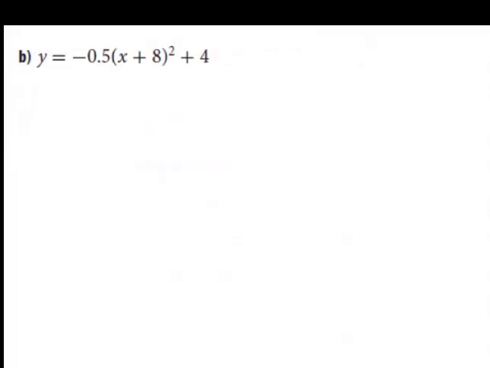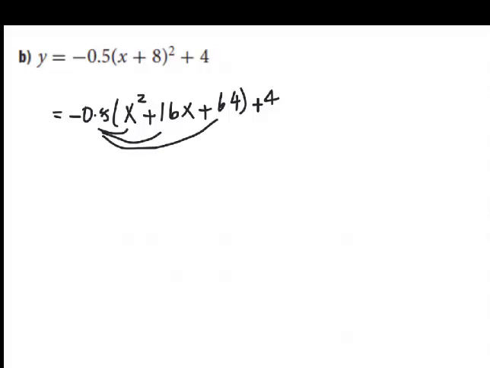The next one, we have to expand y equals negative 0.5 (x + 8) squared plus 4 in standard form. Again, I use the formula (a + b) squared is equal to a squared plus 2ab plus b squared. So this becomes negative 0.5 times x squared plus 16x, 2 times 8 times x is 16x, plus 64, 8 squared, plus 4. Now I multiply negative 0.5 inside the bracket.